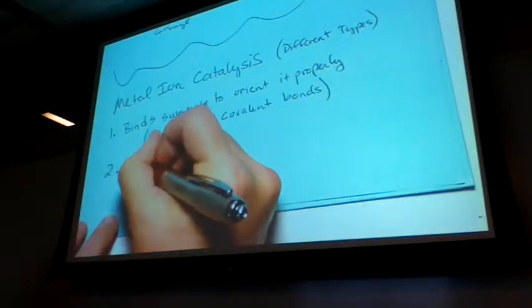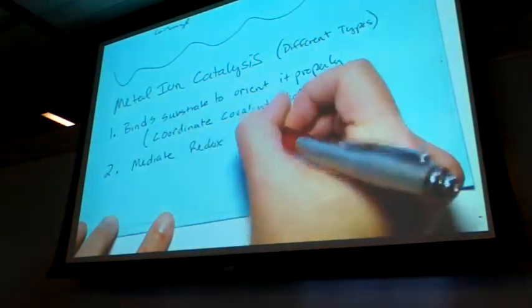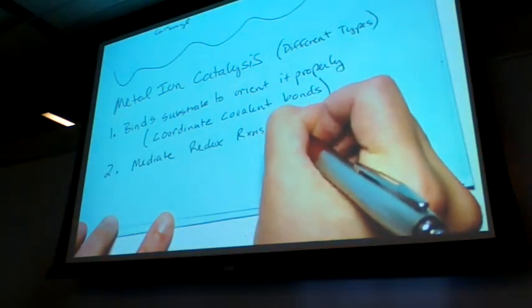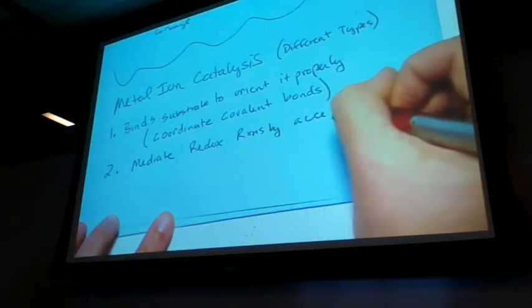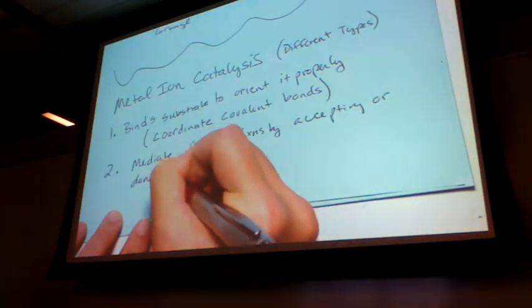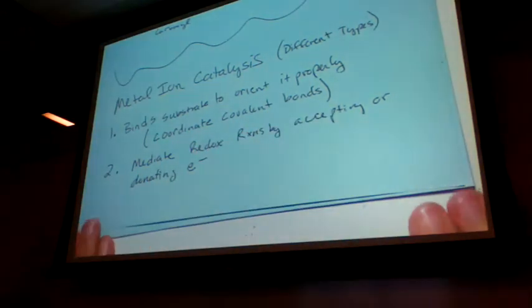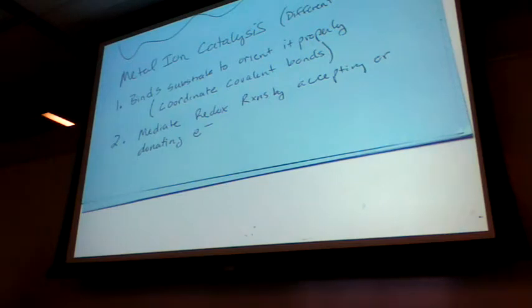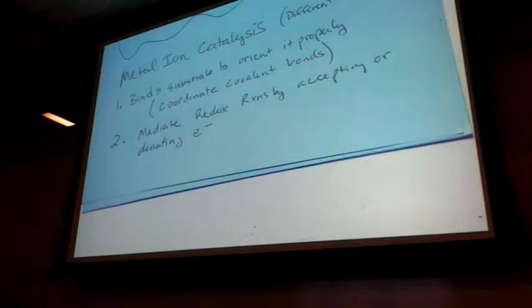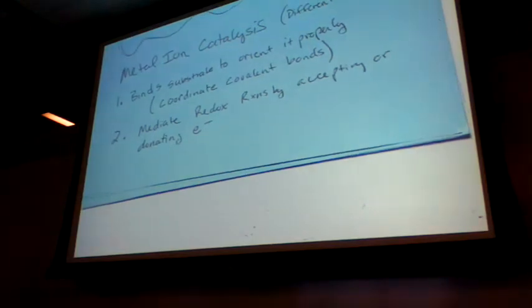It might mediate redox reactions by accepting or donating electrons. Iron is a great example of that because you can have a +3 or a +2 oxidation state, and so it can help out in redox reactions by donating electrons or taking them on.